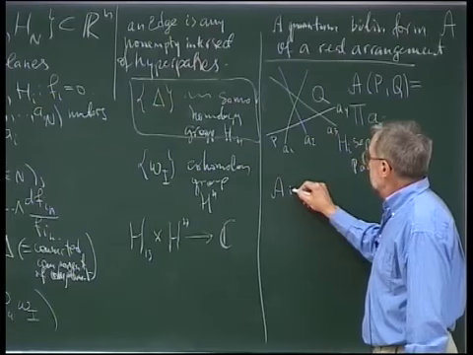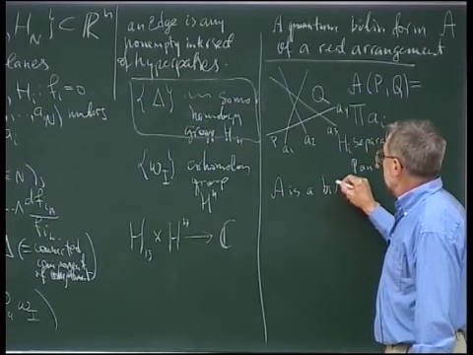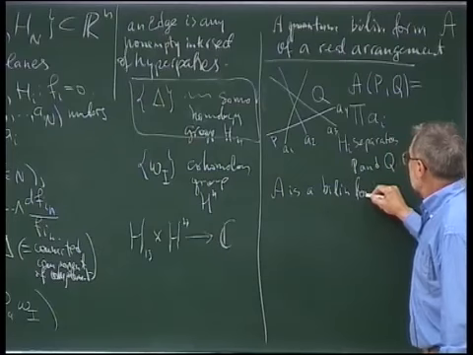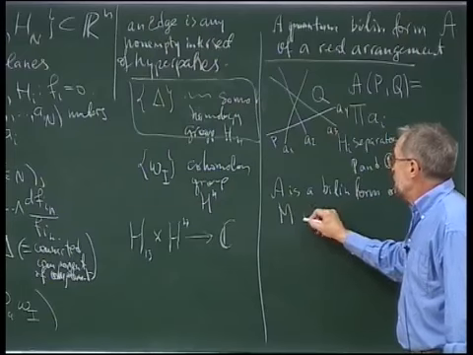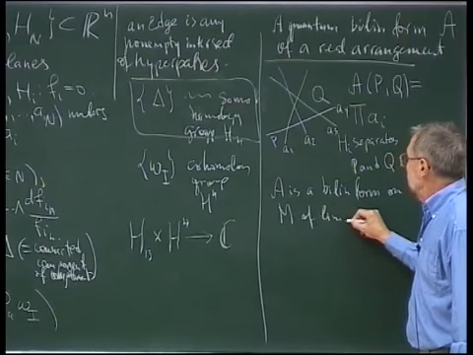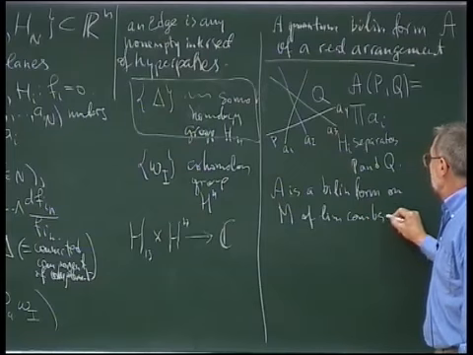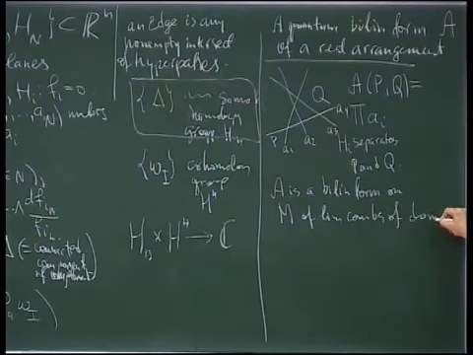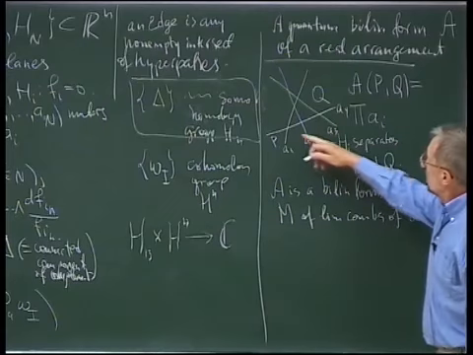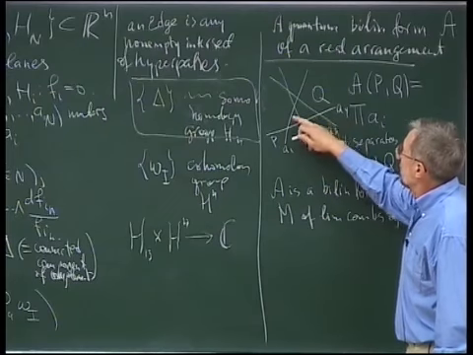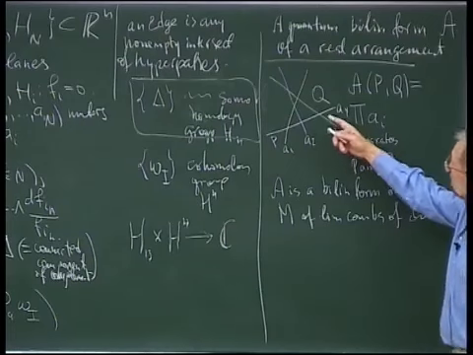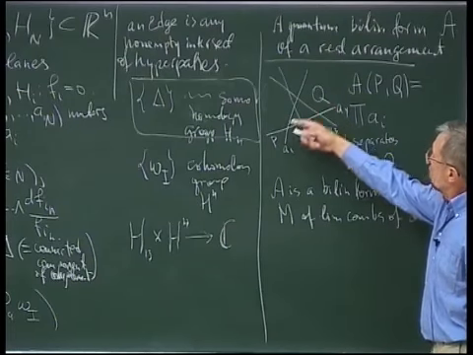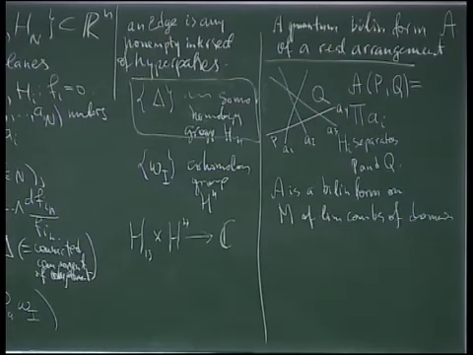A is a bilinear form on the space M of linear combinations of domains. So in this case, it will be an 11 by 11 matrix. Clearly, this is a symmetric matrix. So the scalar product of P and Q is equal to the scalar product of Q and P.